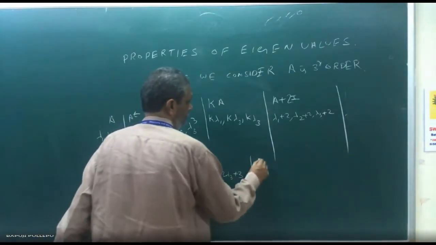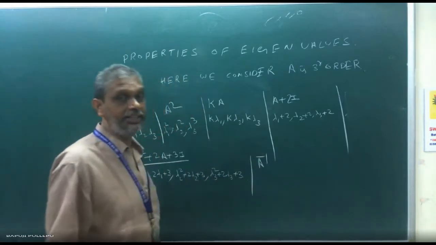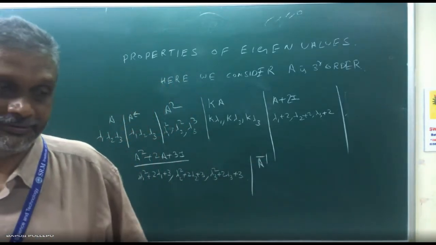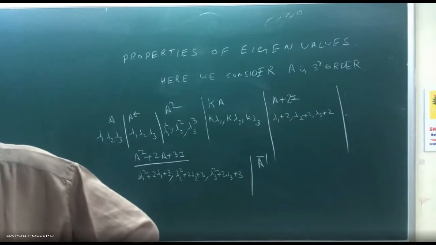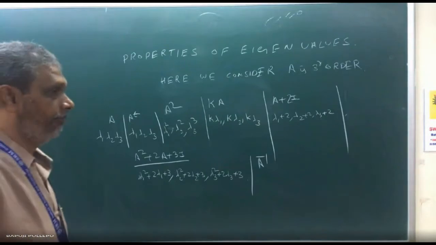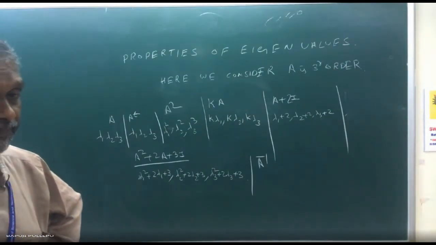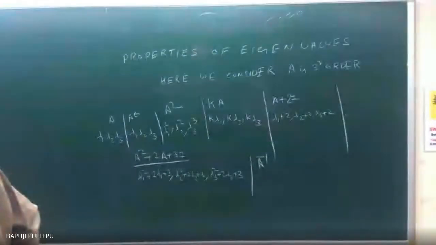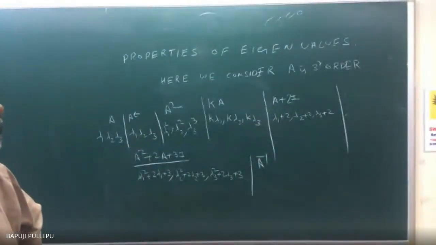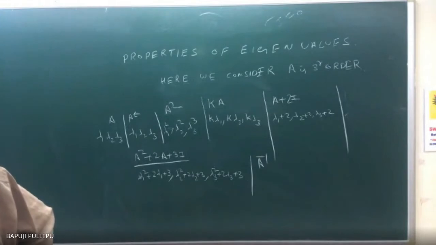Very important. For A inverse, how will I get the eigenvalues? One by lambda 1, one by lambda 2. Very good. But A inverse does not mean 1 by A. Correct? Actually, you have studied a theorem. A inverse doesn't mean 1 by A. Right or wrong? A inverse, how will you find it?